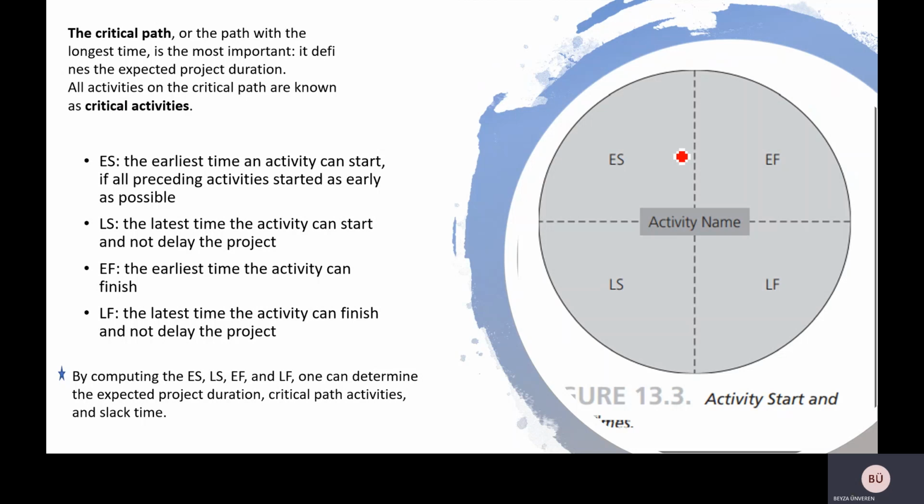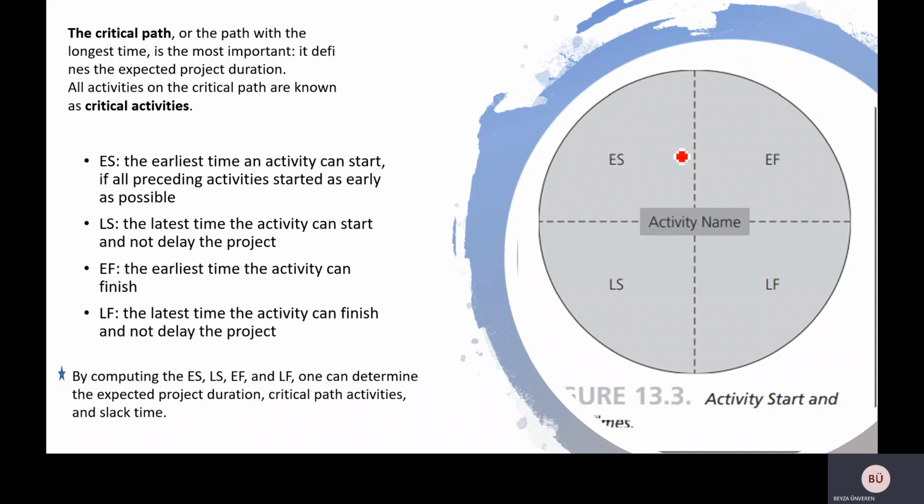ES: the earliest time an activity can start if all preceding activities started as early as possible. LS: the latest time the activity can start and not delay the project. EF: the earliest time the activity can finish. LF: the latest time the activity can finish and not delay the project. By computing the ES, LS, EF, and LF, one can determine the expected project duration, critical path, and slack time.